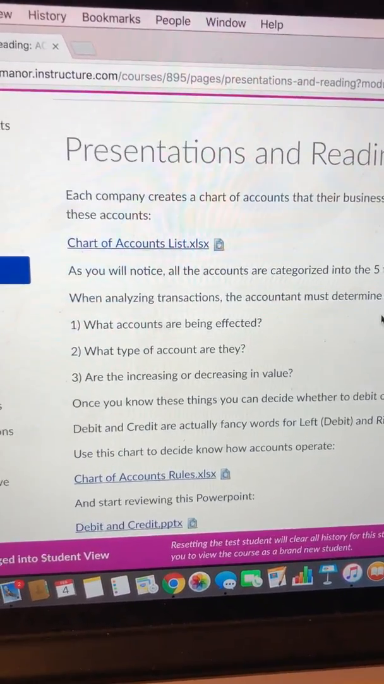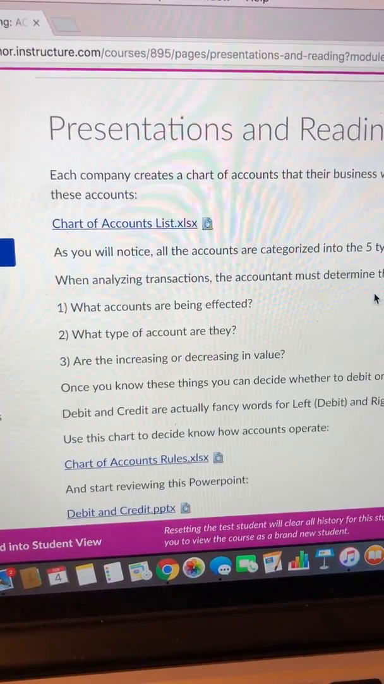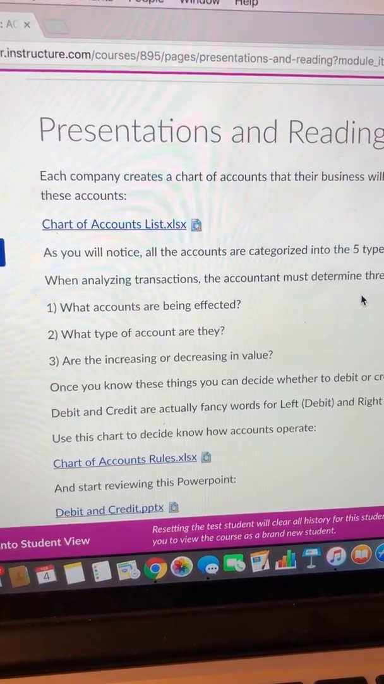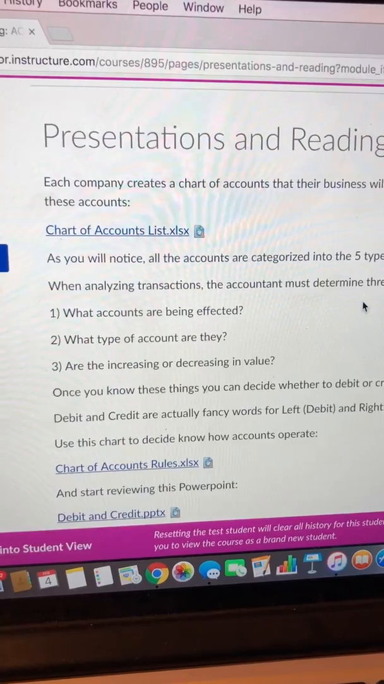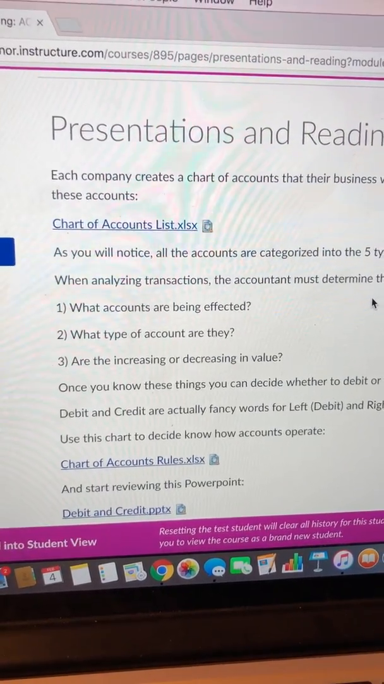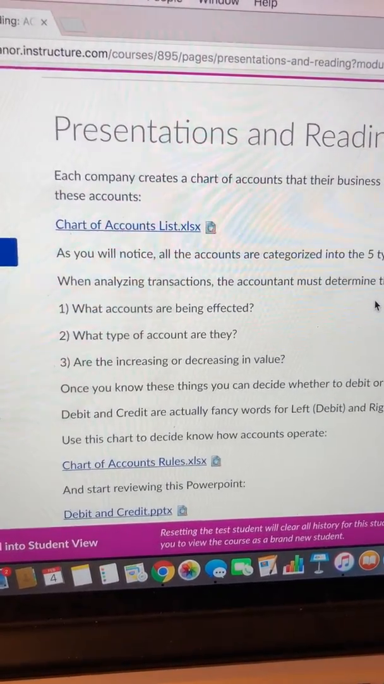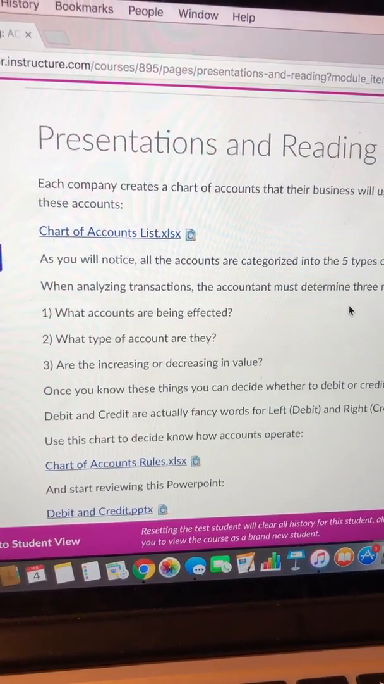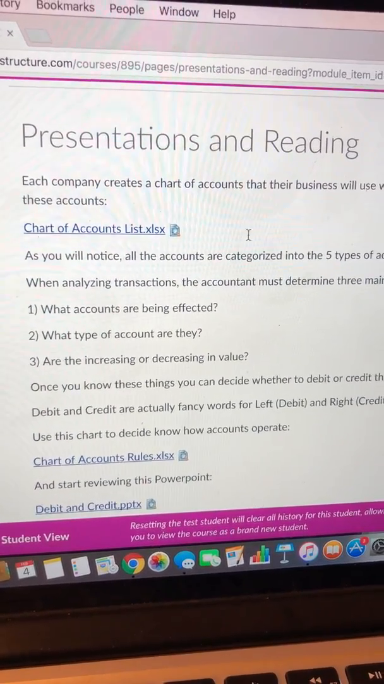Hi everyone, so hopefully by now you've taken a look at the chart of accounts list, and it makes sense with the readings and the debit and credit PowerPoint. The key thing to keep in mind is that certain accounts work in certain ways. You have 5 major categories of accounts.